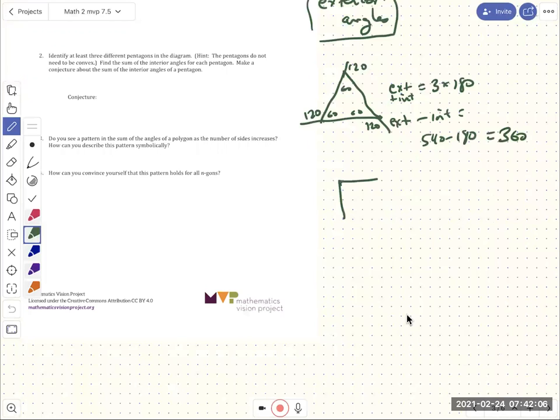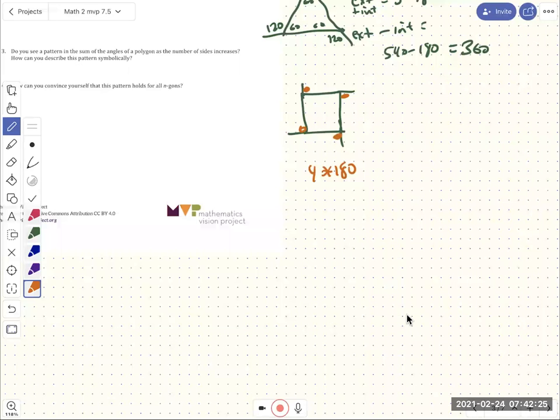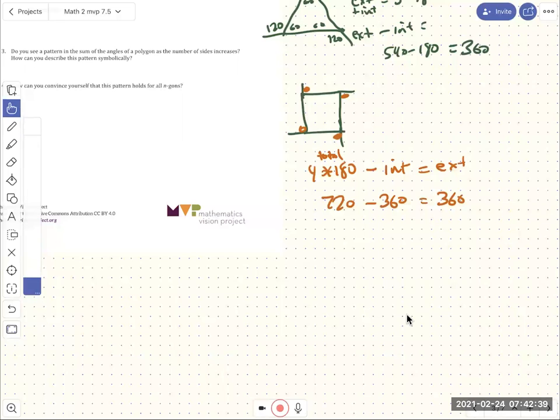And what happens for a square? Think about what happens for a square. For the square, we're looking at these angles, but now we have 4 times 180 as the total. And we subtract the interior. So the total angles minus the interior equals the exterior. So 720 minus the 360 of the square equals 360. And then you get your pentagon.